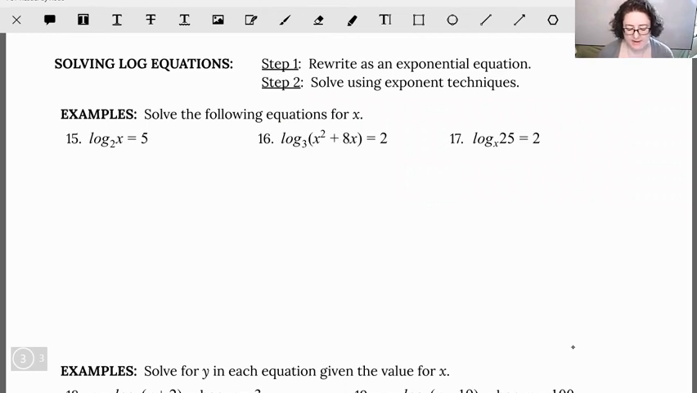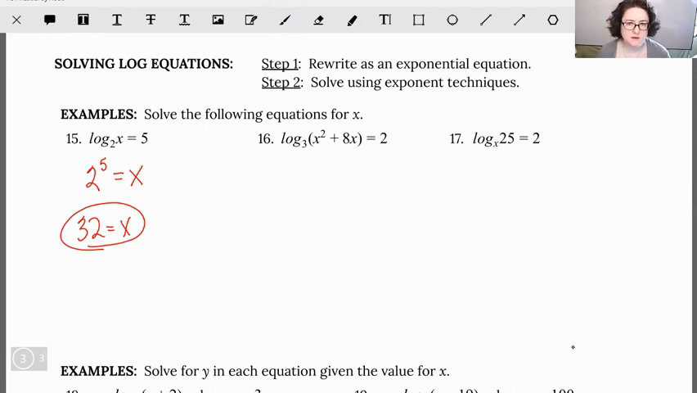Alrighty, so example 15, solve the equation for x. So it's in logarithm form. Let's just change it over to exponent form, which means my base is 2, my exponent is 5, and it's equal to the x, the thing I was taking the log of. Well, wait a second. All I have to do is 2 raised to the 5th power. If I do that, then I'm going to get 32. That's it. As soon as we change over to exponent form, this goes a lot easier.